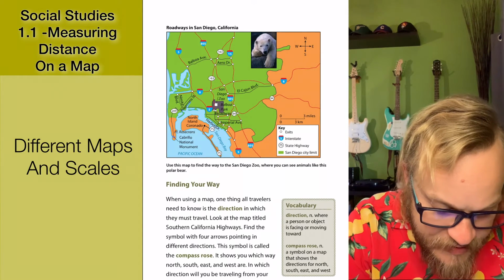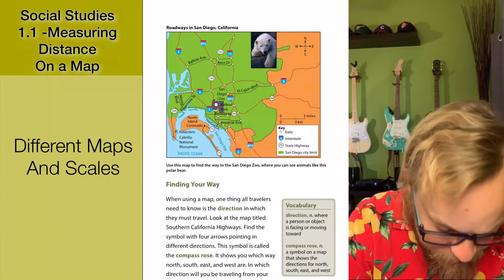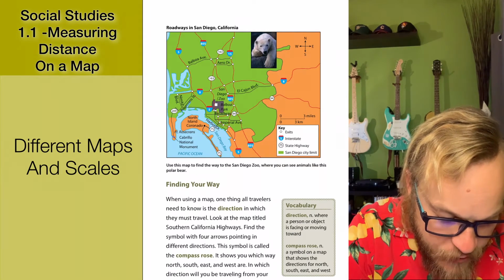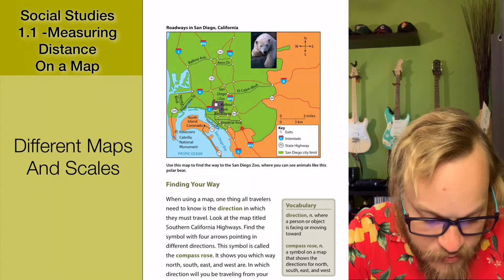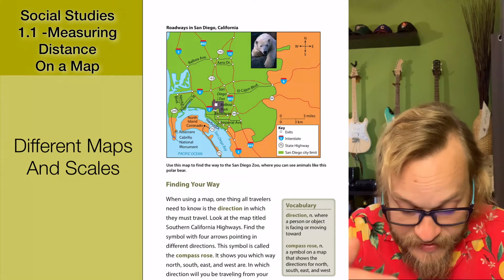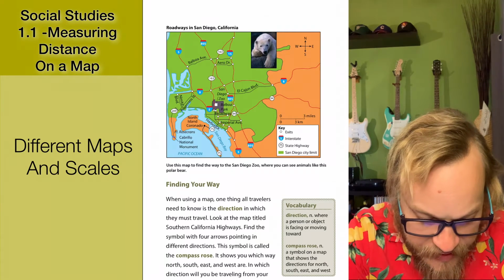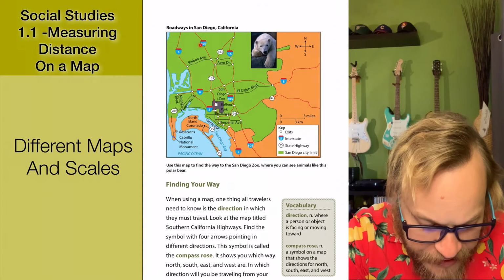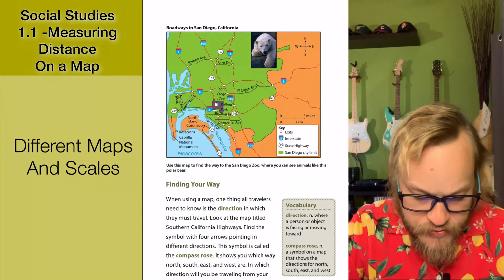You have your exits, so here might be where you change from one interstate to another. You have your state highways. These are highways that only run in the state of California. You have your interstates, which go through multiple states or in between states. And in green, you have San Diego city limit. So the city of San Diego is everything that is in green, and this gives us a little more detail to help us find the San Diego Zoo.